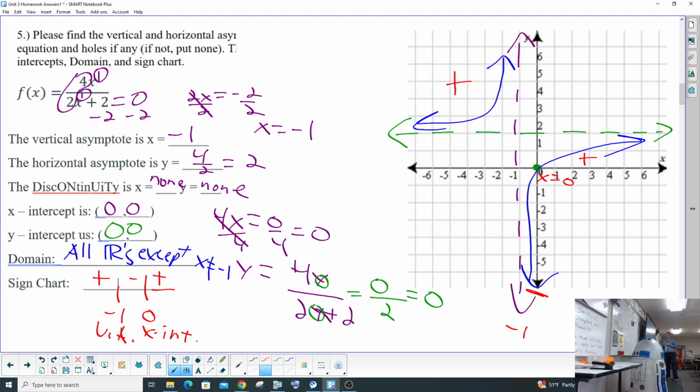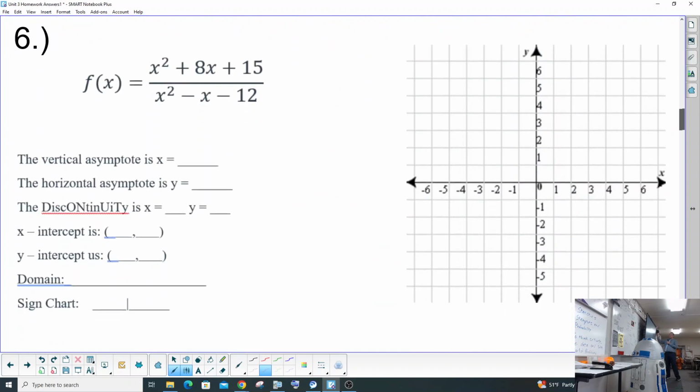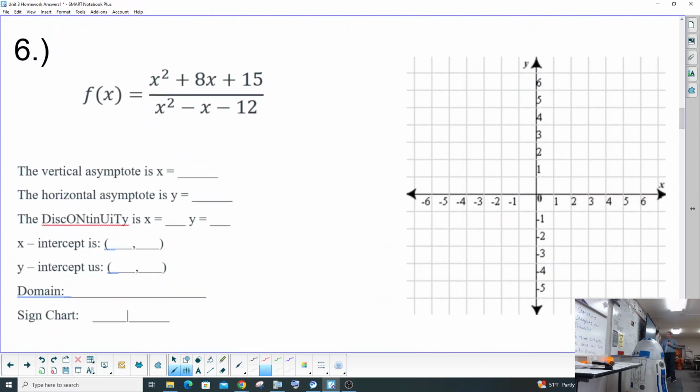So now we're going to jump to number 6. These problems, I tried to make them really similar to the test. So if you can really understand these, maybe do it again on your own. Number 6 is a good one. To be able to do this one, what do we have to do to the top and bottom to get going?